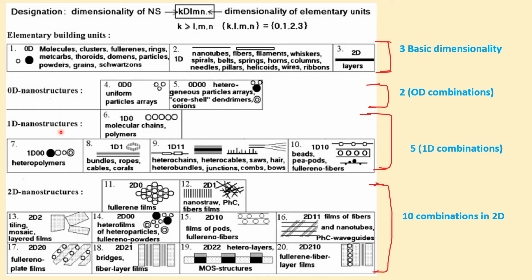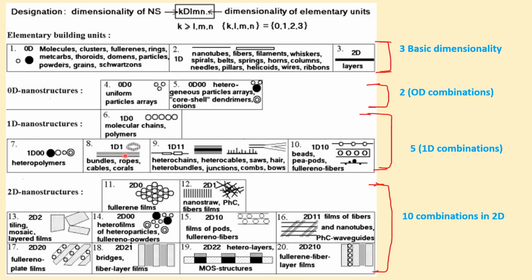In 1 dimension structures, it can have 5 types of combination, because 1 dimension material can be made from 0 and 1. So either, if we are making only from 0 dimension material or nanoparticles, some chain is there, so it will make 1 dimension material using 0 dimension material. Similarly, we can take 2 0 dimension materials to make the 1 dimension structure. So one is this and another is this, so we can make a chain or heteropolymer.